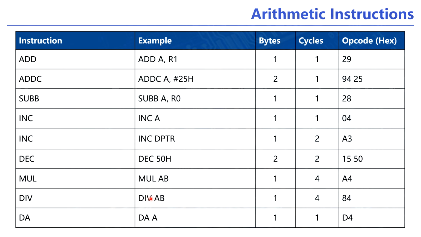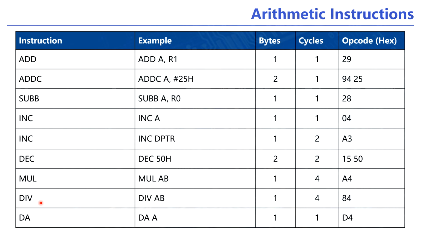1550H. Remember, right? For the multiplication, we can use the instruction, as an example, MUL AB. Remember, no comma here, directly multiply A into B, AB, right? So this instruction is a 1 byte instruction, and execution of this instruction requires 4 cycles, right? The opcode for this is A4, right?